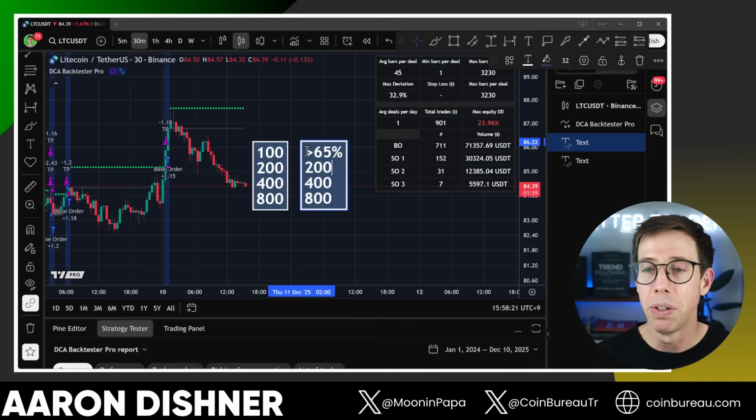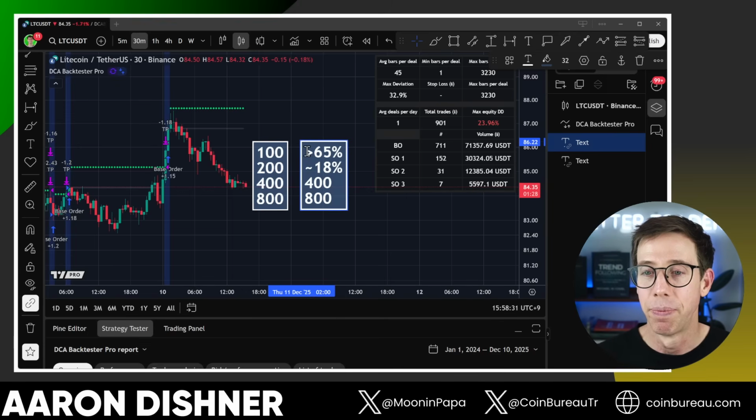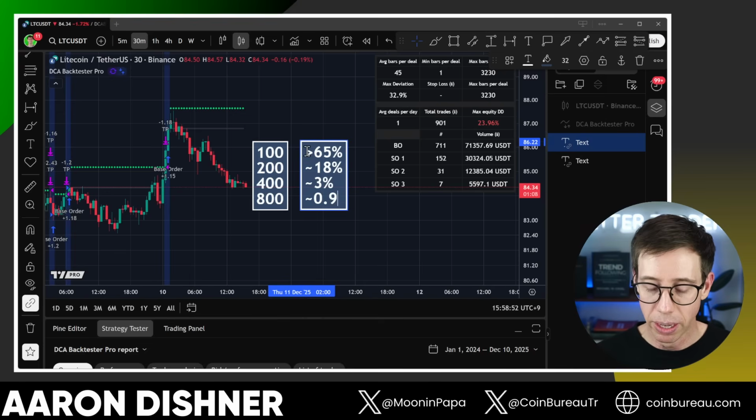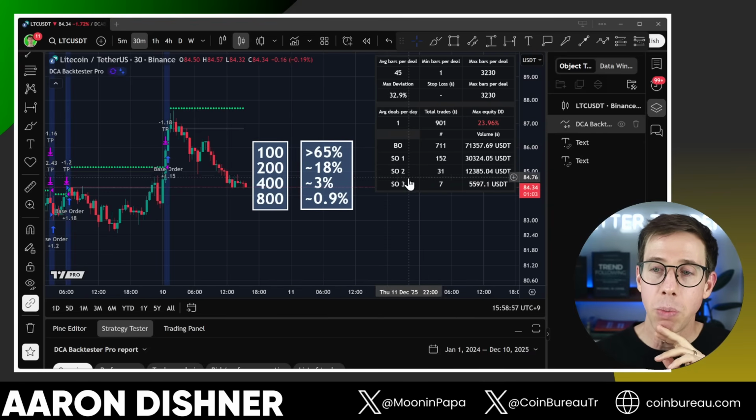Then 152, it's a much lower number. It's probably a little bit less than 20%, so we'll say like 18% of the time. Then 31, this is getting into some fractional amounts. It's not even 10%. It's not, let's see, 9, 18, 27. So that's about 3% of the time. And then 7 is less than 1% of the time. Okay? What does all this mean? It means that you're actually making the most money when you use more safety orders.